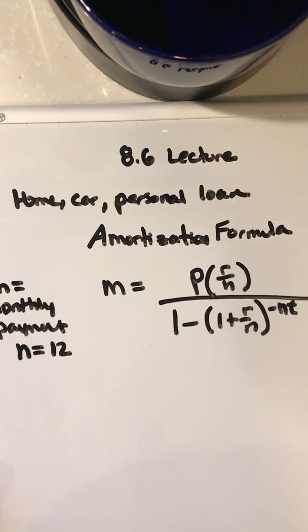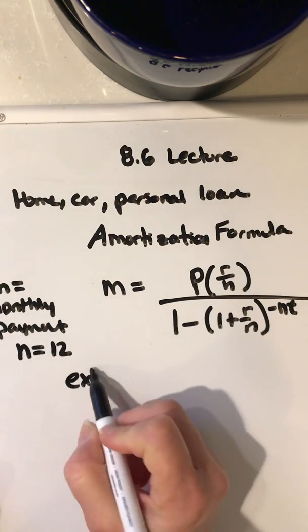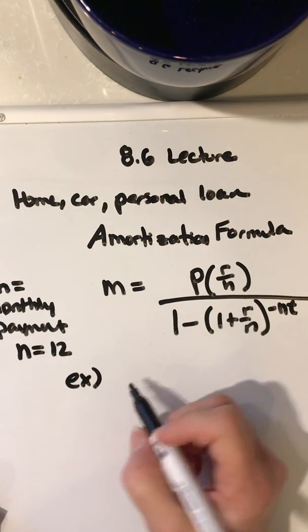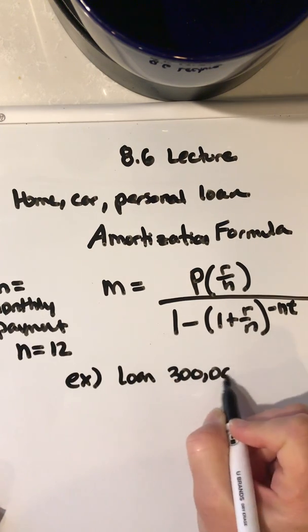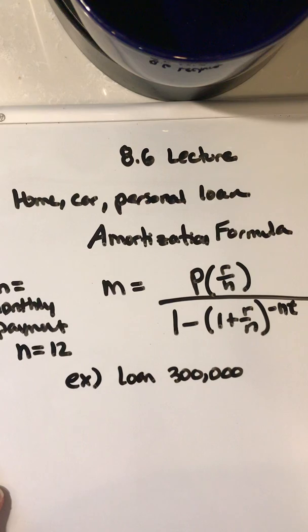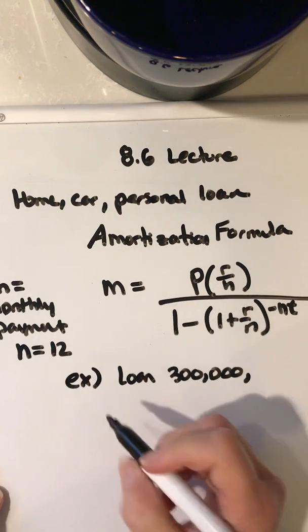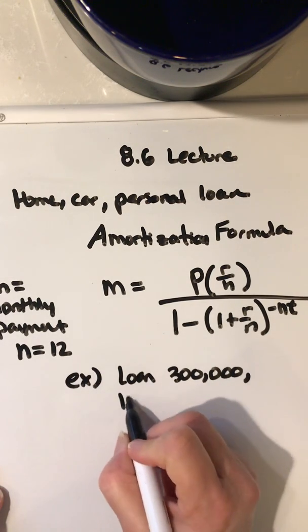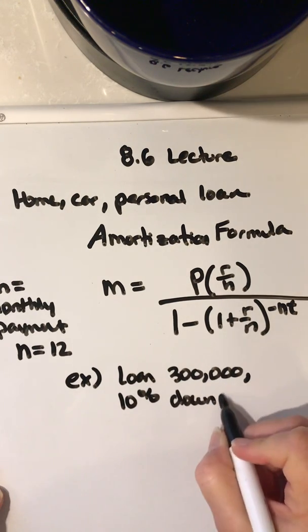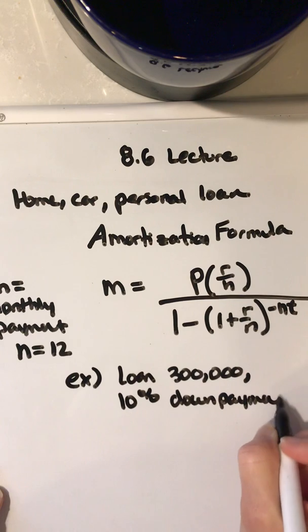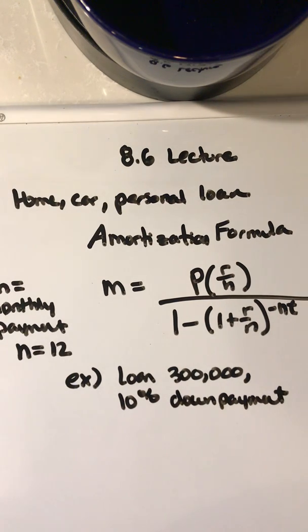So let's do an example. Okay, let's say we have a home loan for $300,000. We say, hey, that's the price of the home I'd like to buy. But the bank says we need a down payment, 10% down payment. Now, down payment means you're going to pay the bank 10% of the loan first, and then the rest that's left will be the actual loan that you're going to be borrowing, okay?